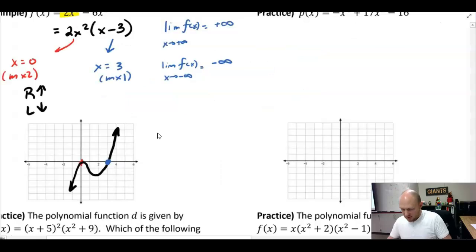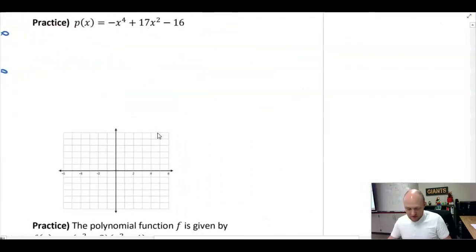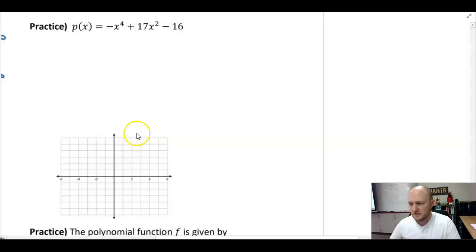Please pause me and try this example. If you get stuck, I'll show you how to factor this, but I want you to try this. Try to factor this here in a second.